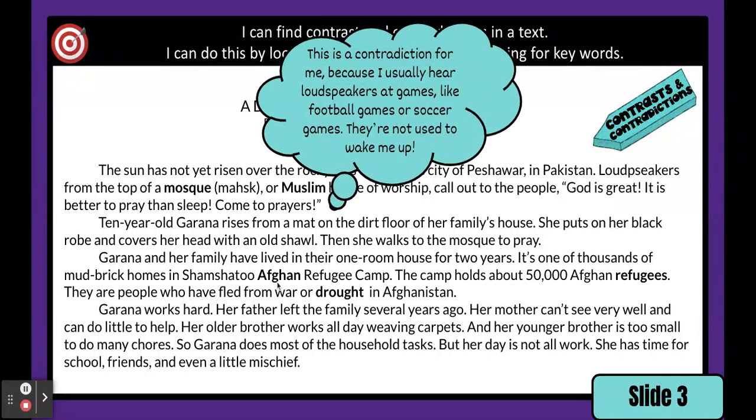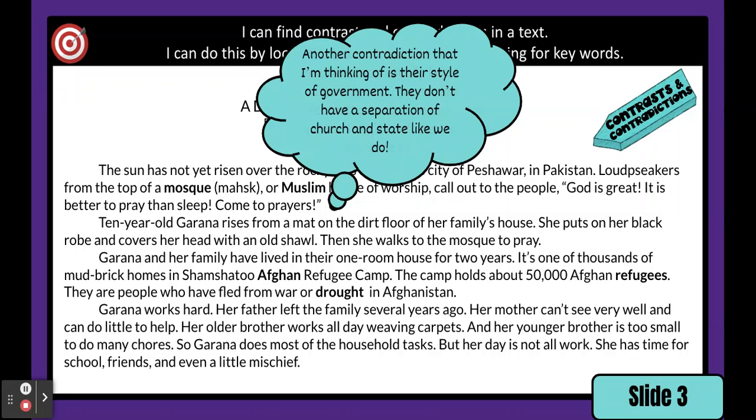So I'm finding here, this is a contradiction for me, because I usually hear loudspeakers at games, right? Like football games or soccer games. They're not used to wake me up. And another contradiction that I'm thinking of is their style of government. They don't have a separation of church and state like we do.